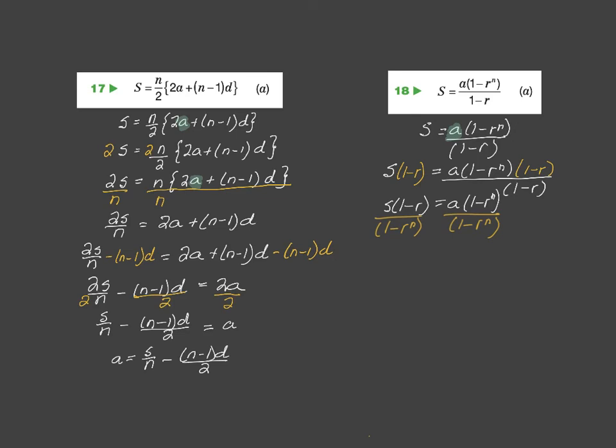Dealing with the right-hand side first, (1 minus r to the n) divided by (1 minus r to the n) is 1, and so I have 1a is equal to what is on the left. s(1 minus r) over (1 minus r to the n). And if you got those last two, you're doing really, really well with changing the subject.